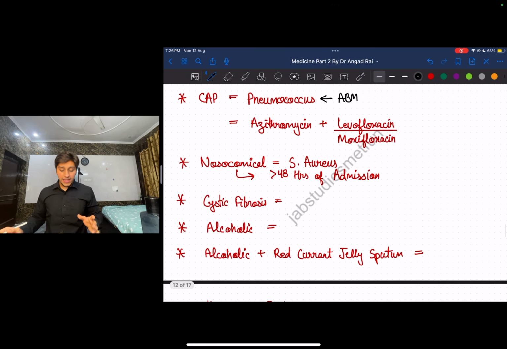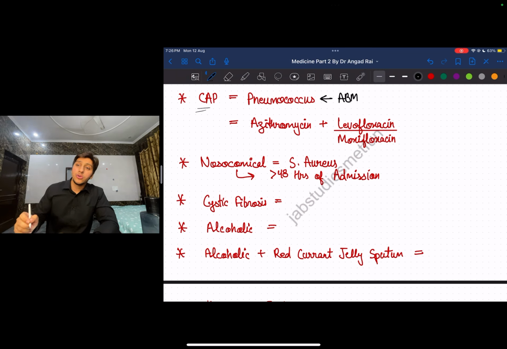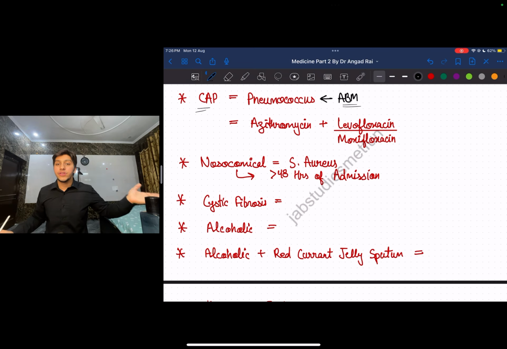Now, guys, as we discussed, we'll bring in more elaboration. For community acquired pneumonia, the cause will be pneumococcus. Now, guys, Streptococcus pneumoniae is also a cause of acute bacterial meningitis. Now, what is the drug of choice, guys? Remember we talked earlier about the DNA gyrase inhibitors, that is fluoroquinolones.